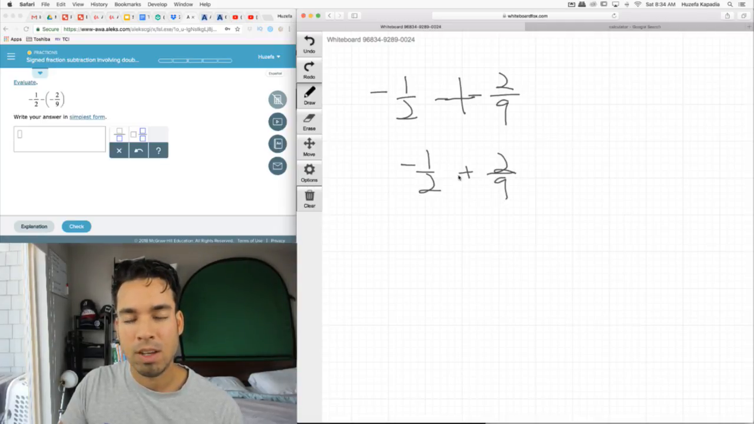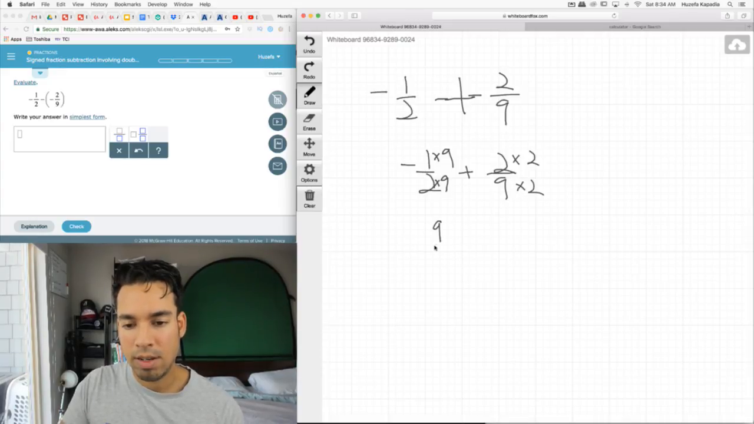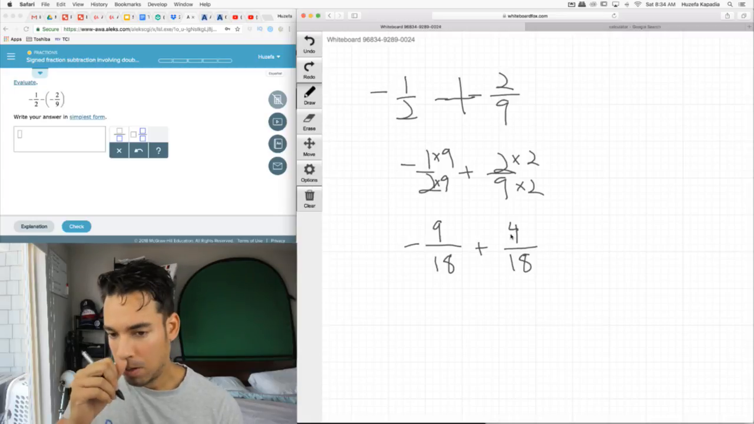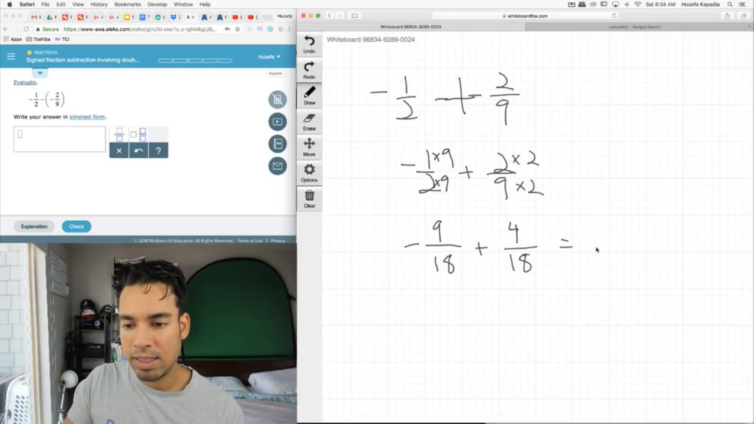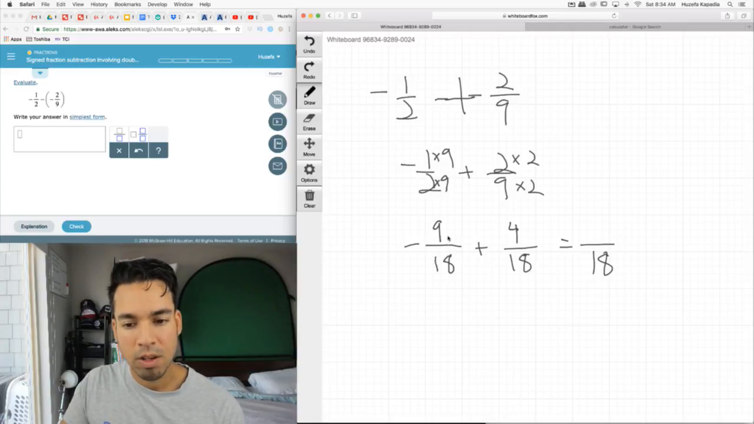Now we need common denominators. So I'm going to get to 18, multiply this by 9, multiply this guy by 2. So we have negative 9 over 18 plus positive 4 over 18. And now we just combine the numerators, right? So we know our denominator is going to be 18, and now it's a negative 9 plus a positive 4. So that's like 9 minus 4, which is 5, but since the negative dominates, it's negative.